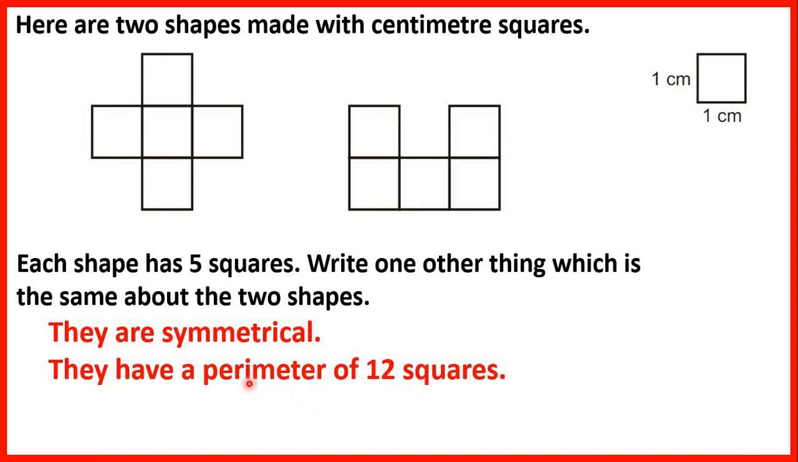Remember, the perimeter is the distance around the outside of a shape. So if we start here, we can count 1, 2, 3, 4, 5, 6, 7, 8, 9, 10, 11, 12. And if we start here, we can count 1, 2, 3, 4, 5, 6, 7, 8, 9, 10, 11, 12. We could also write that they have the same area, because remember, the area is the amount of space that's inside a shape, and they both contain 5 squares.